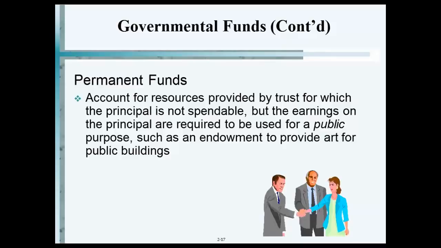What could be a private purpose? Well, a private purpose would be if people gave money to a town for educating children of police officers who were killed in action. It's to a specific group, right? Those are private purpose trust funds, and they are actually accounted for in fiduciary funds. I don't know if you noticed that. But this is really as simple as what I just told you, the permanent fund. And those are the governmental funds. Any questions?